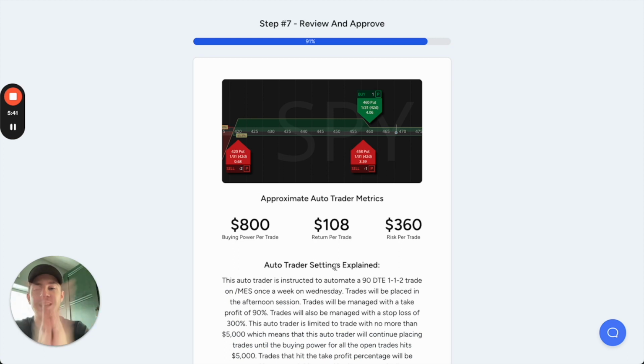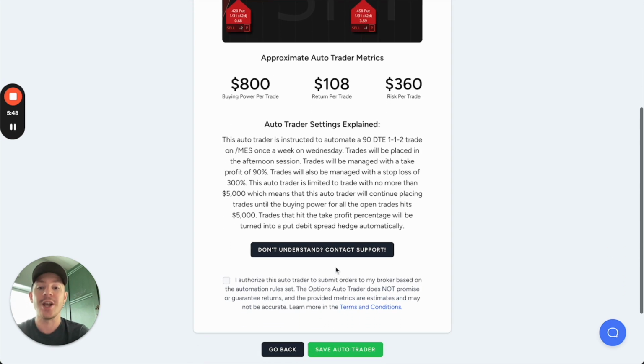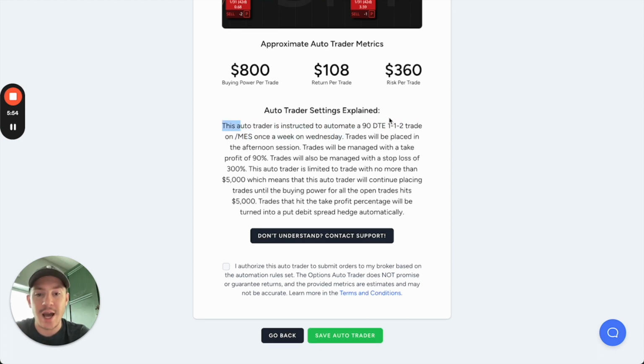All right, just like that, we've connected to our Tasty Trade broker. We set up all the rules for the 112 to be turned into a hedge. Now, like I said, the options auto trader will only do what you tell it to do, so let's make sure we understand. This auto trader is instructed to automate a 90 DTE 112 trade on MES once a week on Wednesdays. Perfect. Trades will be placed in the afternoon session. Perfect. I can change that if I want.